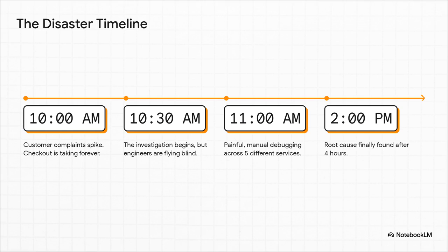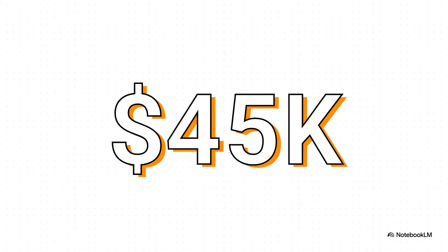10 a.m., the problem hits. By 10:30, the whole team is in a war room. But for the next 3 agonizing hours, they're completely stuck, just manually digging through logs, redeploying code, basically guessing. It's not until 2 p.m., 4 hours later, that they finally find it. So, what was the price tag on that 4-hour investigation? A cool $45,000. Just gone. That's the real cost of debugging in the dark, while frustrated customers just give up and leave.